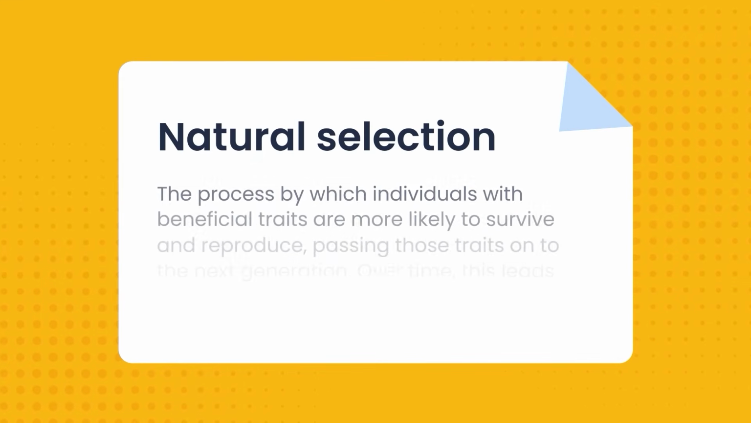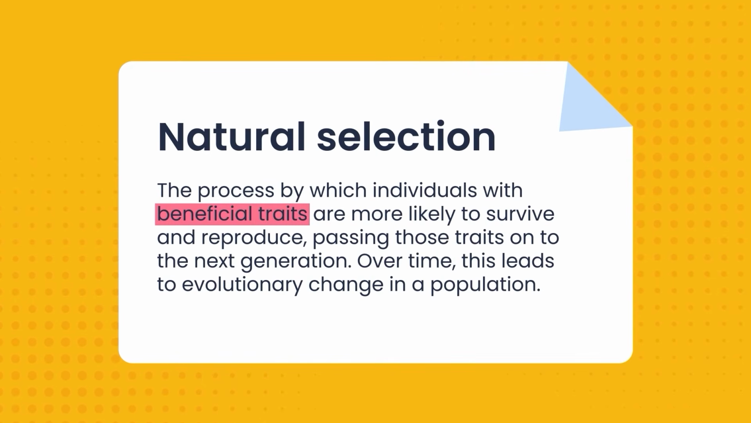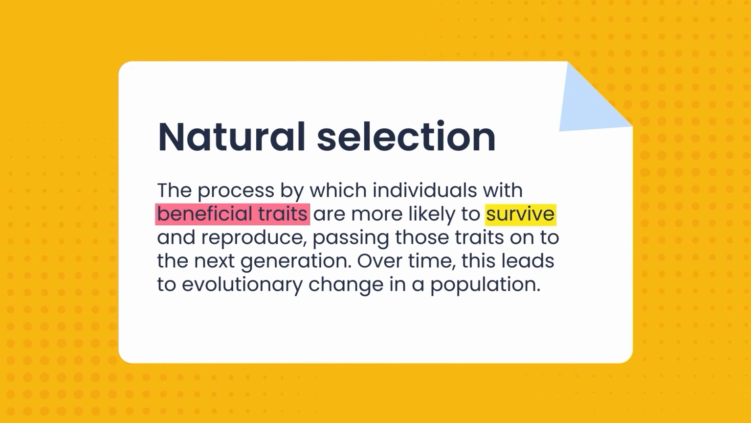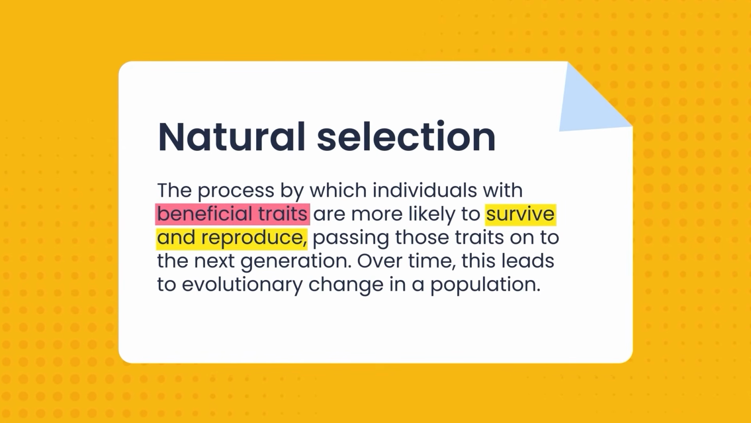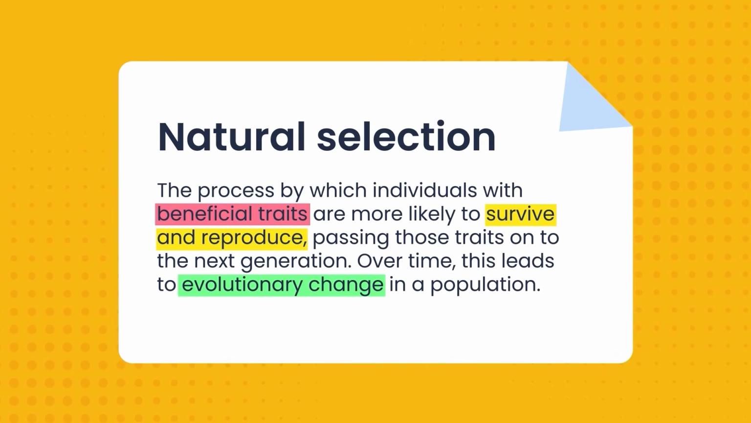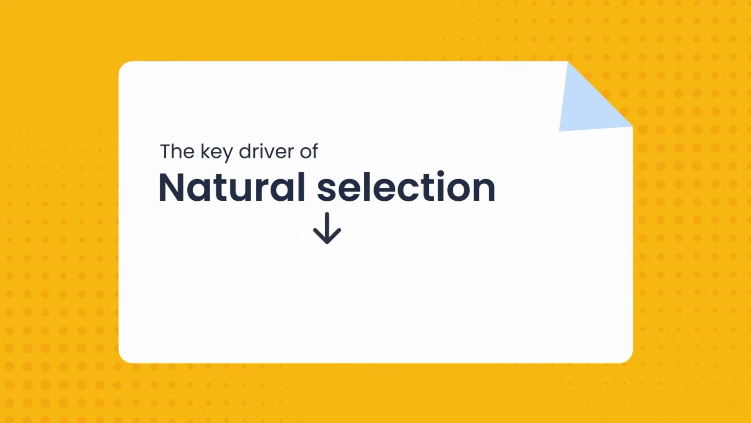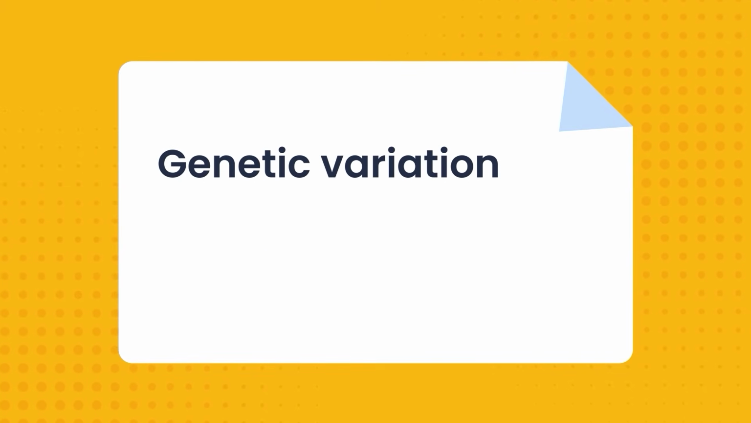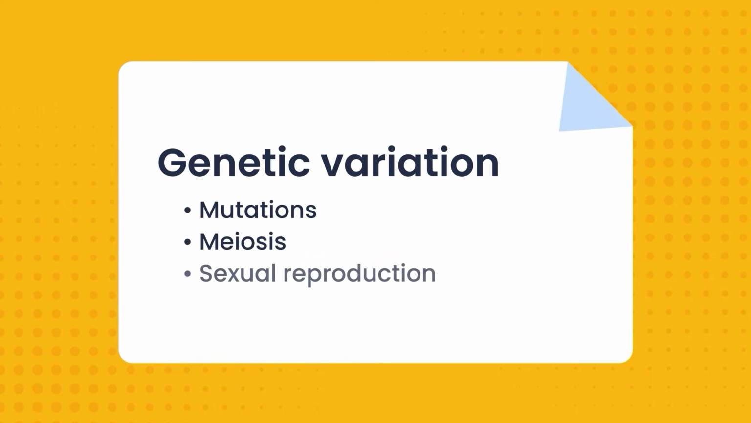Natural selection is the process by which individuals with beneficial traits are more likely to survive and then reproduce, passing those traits onto the next generation. Over time, this leads to evolutionary change in a population. The key driver of natural selection is genetic variation, which we now know comes from mutations, meiosis, and sexual reproduction.